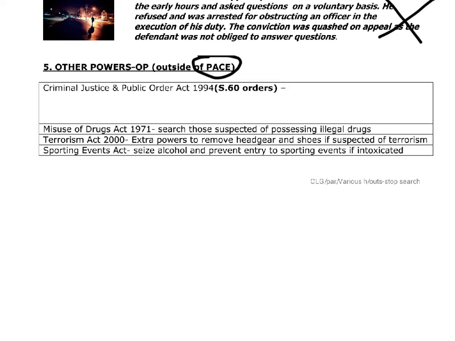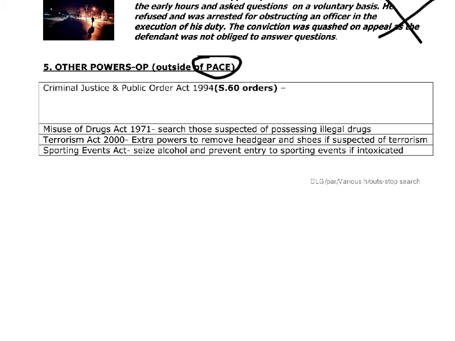Second piece of law then, under the Misuse of Drugs Act. It allows officers, anyone that they think's got possession of illegal drugs, to stop and search, and then if they find the drugs, to seize them. The Terrorism Act allows extra powers to remove headgear and shoes if they think you're a suspected terrorist, but remember, shoes need to be taken out of public view. And then finally, the Sporting Events Act gives powers to police officers to get rid of alcohol if you've got it on you, or not allow you into a sporting event if you are intoxicated. That's just for public safety and to stop hooliganism occurring at football games and rugby matches, etc.